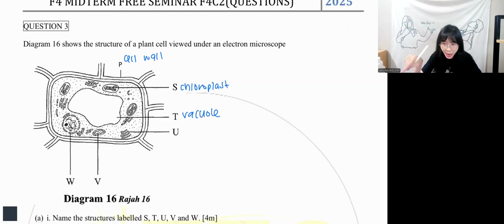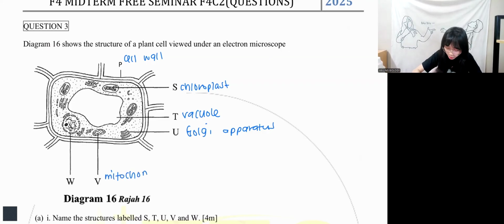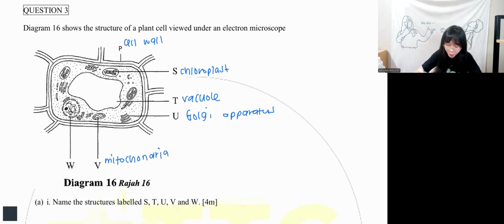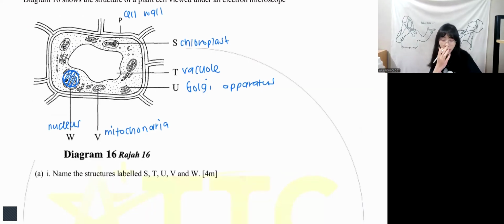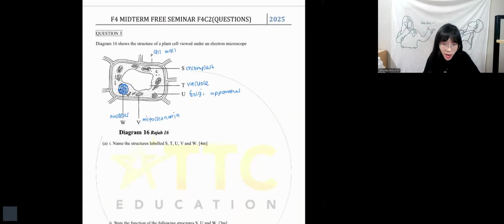U looks like a Wi-Fi. What is this Wi-Fi thing here? Golgi Apparatus. G has to be a capital letter, yeah? Golgi Apparatus. V, it looks like a cloud inside. What is V? V is a mitochondria, correct? Mitochondria. W is this entire thing here. What is this entire thing here? W is nucleus, correct? W is nucleus, yeah? So A is already labeled, A1, A2.